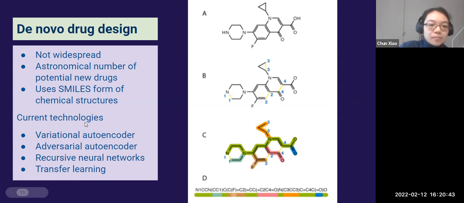Then let's talk about current technologies in de novo drug design. Here are some popular ones: there's a variational autoencoder, there's an adversarial autoencoder, there are recursive neural networks, and there's transfer learning. These are all different approaches within machine learning that are being used for de novo drug design. But once again, I won't go into too much detail about them because that's not the purpose of today's lecture.